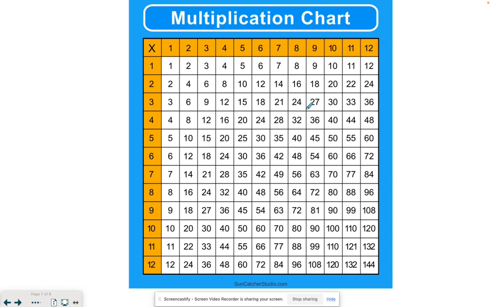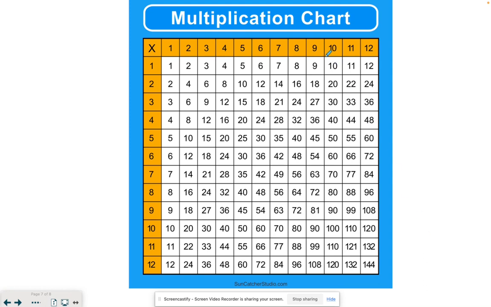Another thing that you should notice is in the tens column, they all end in 0. In the fives column, they all end in 5 or 0. Because when we skip count by those amounts, that's how we will always end.